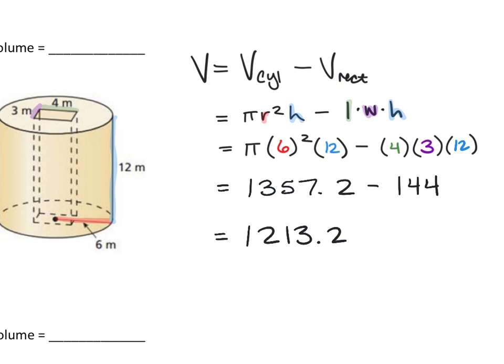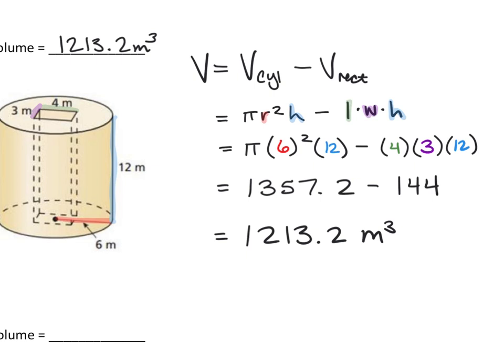What does M stand for? Do we know? Meters. Meters. Squared. Not squared. Cubed. Volume is cubed. Area is squared. Volume is cubed because it's three-dimensional. So we have the volume to be 1,213.2 meters cubed.